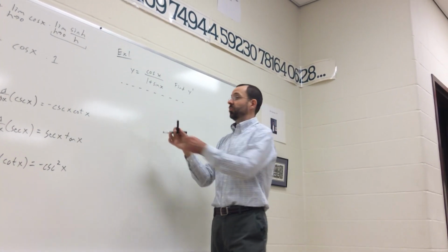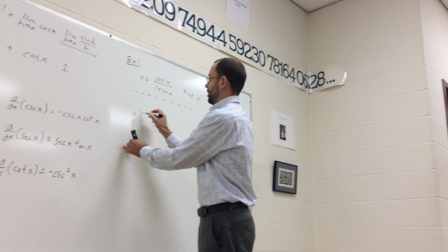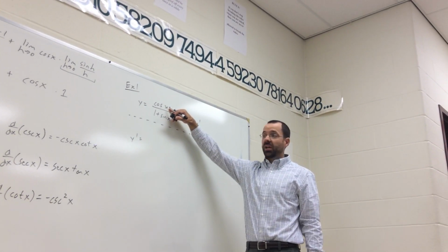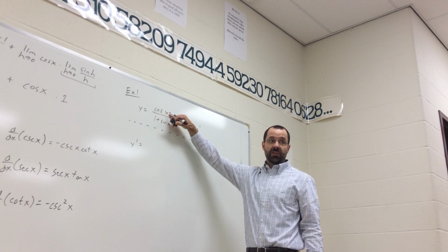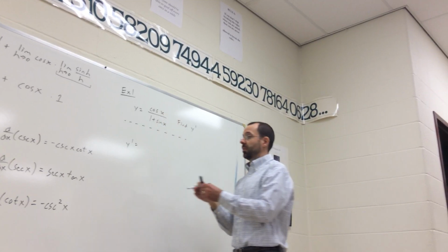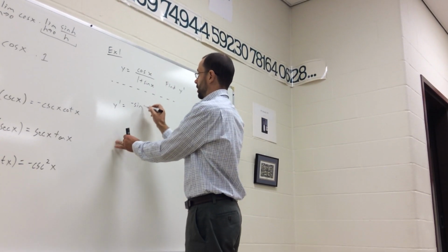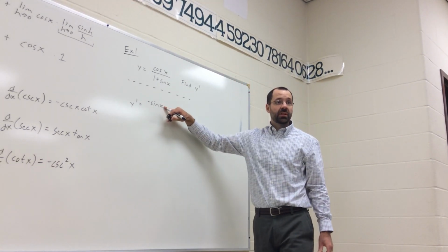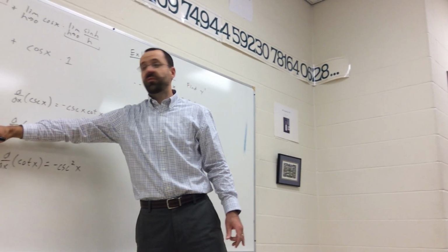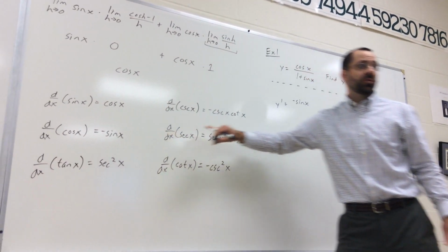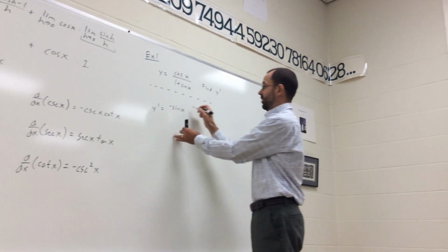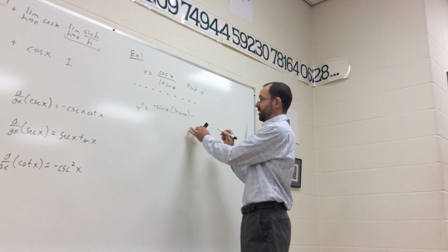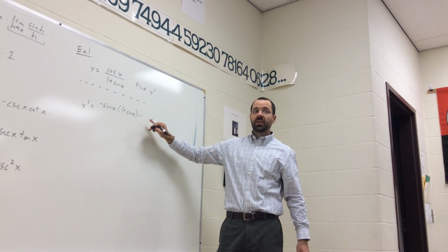Okay, so the way the quotient rule works is you take the derivative of the top, so the derivative of cosine, which is negative sine, so there's the derivative of the top. And I'm just taking this fact here and using it. So derivative of the top times the regular bottom minus derivative of the bottom.